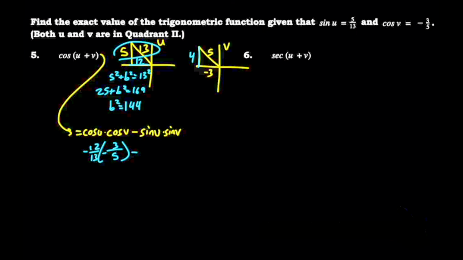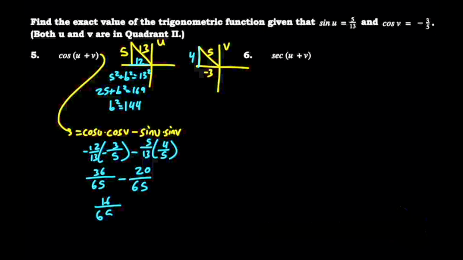And then we have minus, okay, so now the sine of u is the y values here, so 5/13. And sine of v is 4/5. And again, we're multiplying those together. So when I multiply these two fractions together, negative 12 times negative 3 is positive 36, and 13 times 5 is 65. And then in the second term, we've got 5 times 4 on top, which is 20, and this is being subtracted. Again, on bottom, 13 times 5 is 65. So we've got 36 minus 20, and that would be 16/65, and that fraction can't be simplified, so that's our final answer. Example 6 actually won't take hardly any work for us at all.